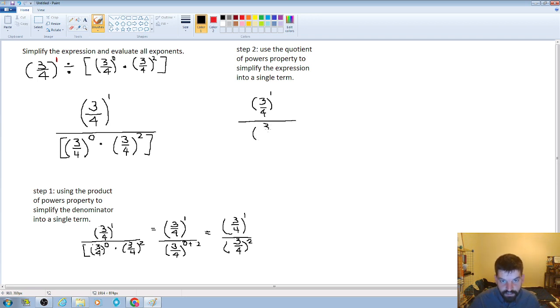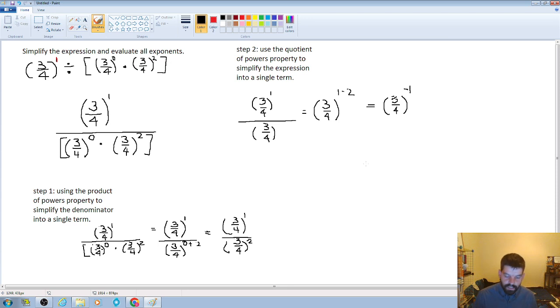Now keep in mind here that again, we are going to be subtracting these, and if you're looking into the future here, you're going to notice that we do get a negative exponent, and I want to reassure you that is okay. So we have 3/4 to the 1 minus 2. So we're going to get a final equivalent expression of 3/4 to the negative 1.